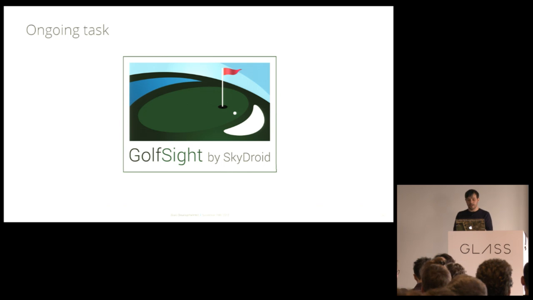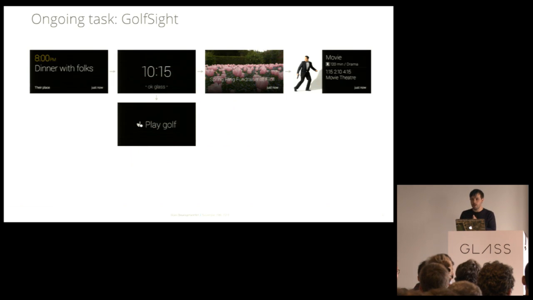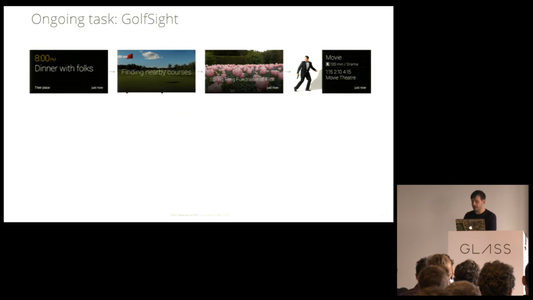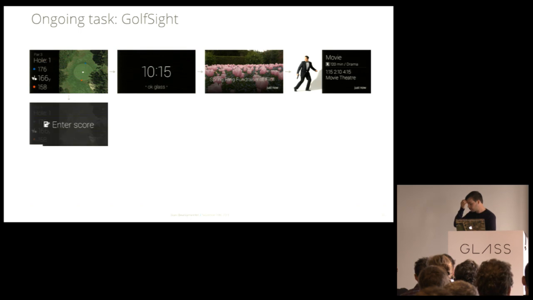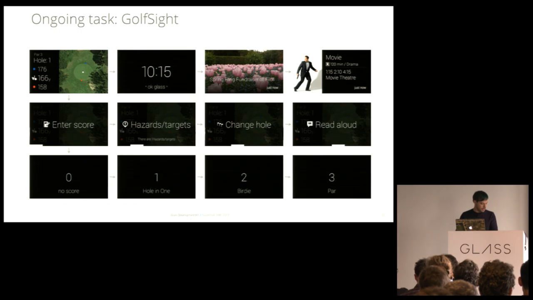OK, so that's Golf Site. Again, let me take a moment to talk about the GDK features that Golf Site by SkyDroid is using. There's voice invocation, and then I select the course. And it lands on this page, where I've got an options menu. Now, this options menu is your Android options menu, but when it's rendered on Glass, it's the glass menu. And that's that second row there.